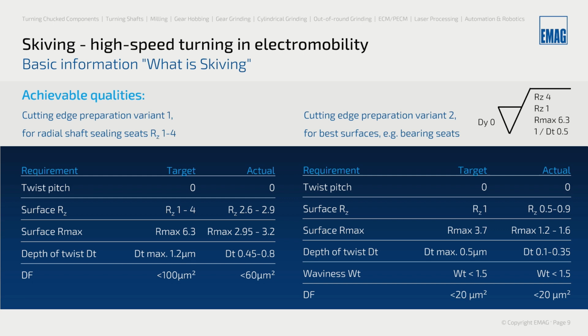And then let's have a look at the other cutting insert. It's the cutting insert for the best surface quality. It's also possible to produce a lead-free surface. RZ is normally between 0.5 and 0.9. Our max between 1.2 and 1.6, and depth of twist between 0.1 and 0.35. The extraction area is normally less than 20 square microns.